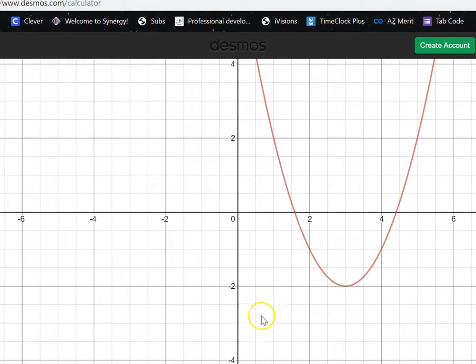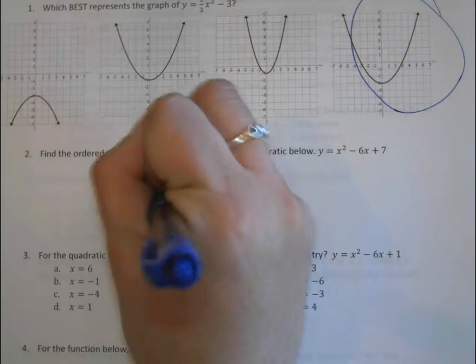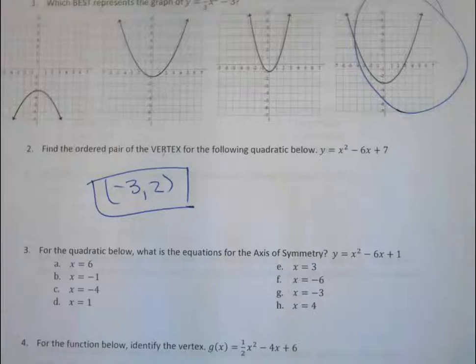And then I see this. Remember, vertex is the highest or lowest point, and it's the point in the middle. So I just put it right here. It's -3, 2. So I'll go back to my paper. My ordered pair of my vertex is -3, 2. That is it.